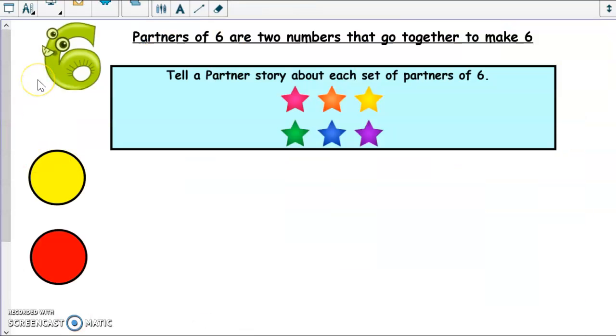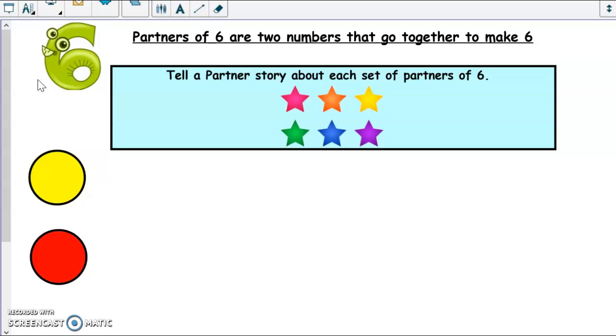All right, next we're going to tell partner stories. And I'm just going to tell you a few, and you can come up with more at home if you would like. So partners of 6 are 2 numbers that go together to make 6. So the first partner story I'm going to tell you, I want you to listen and see if you can figure out what partners I use in the story.